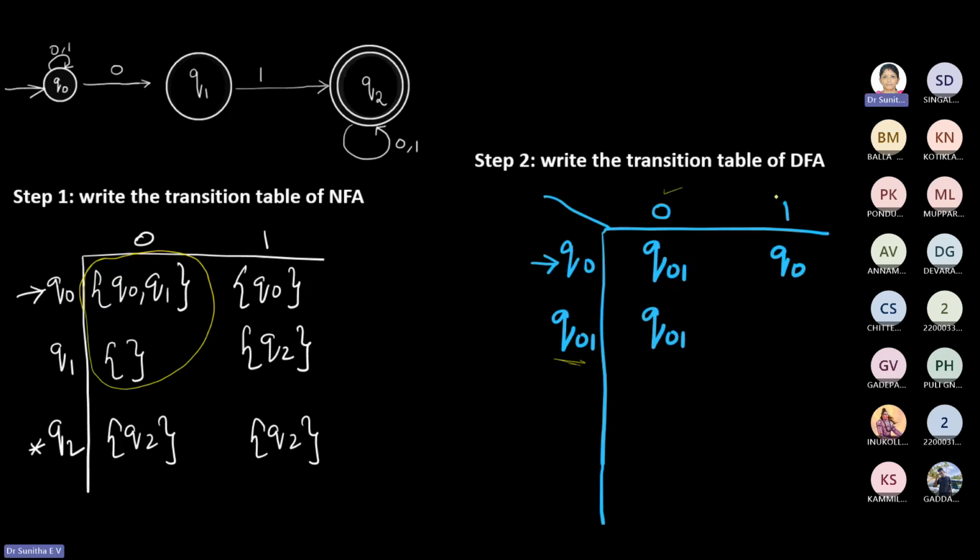Similarly, we have to find the transition for 1. Again, we have to find the transition of Q0 and Q1 for 1. That is this one. We have to take these two. This is the transition for Q0 on 1, and this is the transition for Q1 on 1. Then you take the union. Q0 union Q2 is Q0, Q2. So that Q0, Q2 we combine and make it a new state, Q02.